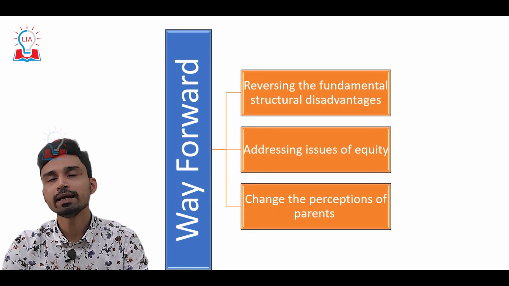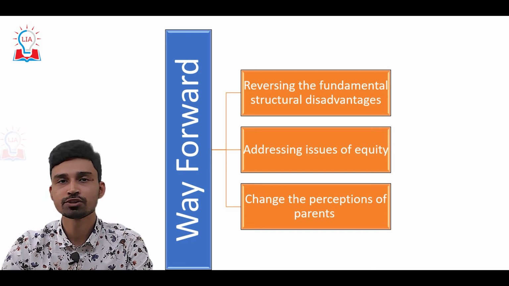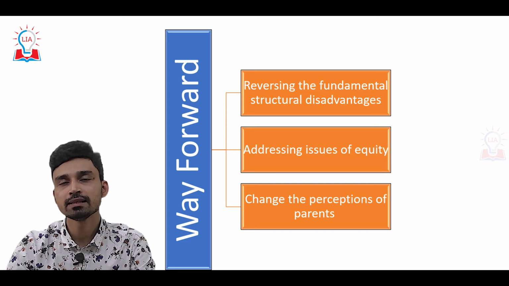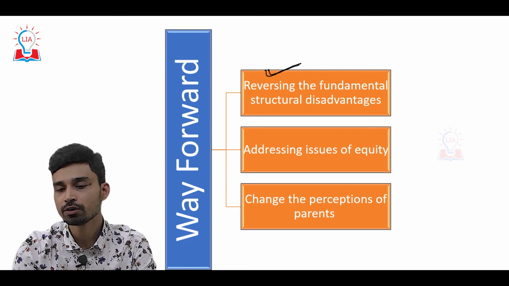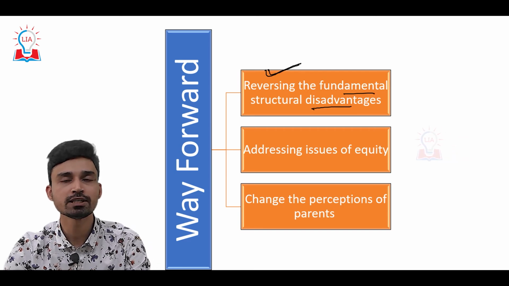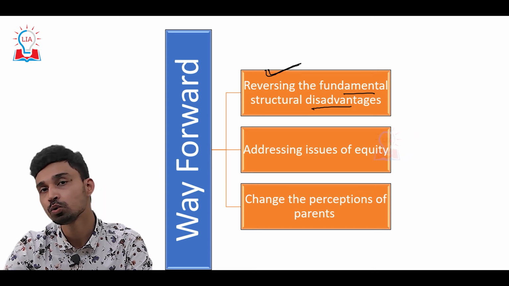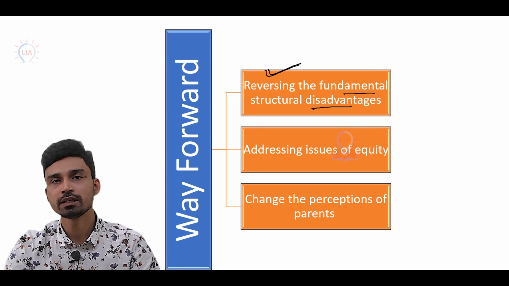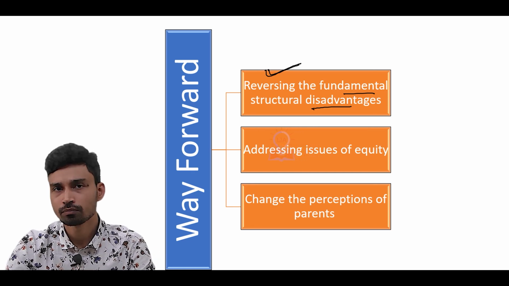However, what more can be done so that the main objective of the government, which we try to achieve by raising the age of marriage, can be attained? First of all, we have to understand that the government should focus on reversing the fundamental structural disadvantage that a girl faces in the patriarchal society of India as well as the rural societies of India, where we can still see the dominance of male members and family members, and the wishes and will of family members override the wishes or will of any particular girl.